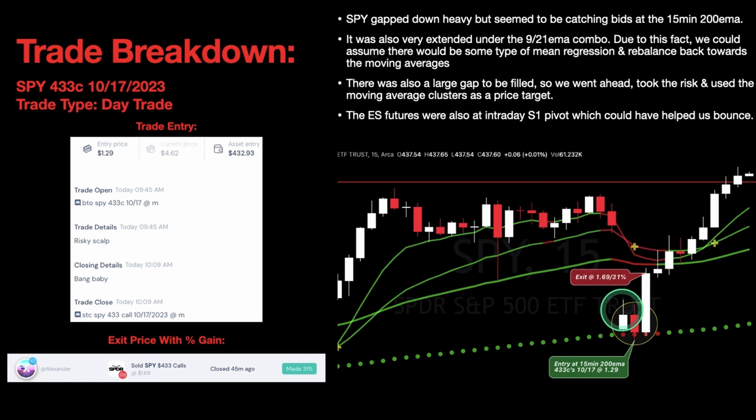Another thing, I was looking at the ES futures. So that's just the S&P 500 futures. Those were also at an intraday pivot, which could help us bounce. So S1, which is the traditional pivot, held that up. Also had the 15-minute 200 EMA on the SPY. You have multiple areas of confluence, and we are very extended to the downside. And like I said, once it gets too far under the moving averages, there's a good chance it's going to have a mean regression and a rebalance back towards them and try to reject there if it's trending below, like you see here.